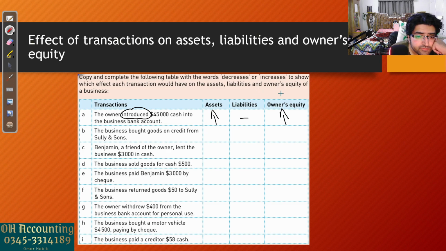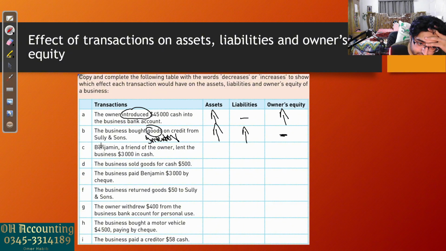Moving on. The business bought goods. Okay, what are goods? Goods is another name given to inventory. So we are buying inventory on credit from Sully and Sons. We are buying inventory. So assets are increasing because inventory is an asset. Liabilities are also increasing because you're buying these goods on credit. So you're taking a loan in a way. You have to pay back. So liabilities are increasing and no impact on owner's equity because there's nothing mentioned about the owner investing something in the business.